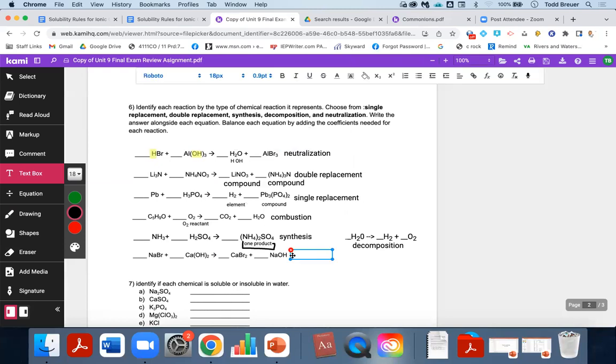So our last example on this page, oh, look at that, compound. They swapped some parts. That's another example of double replacement.